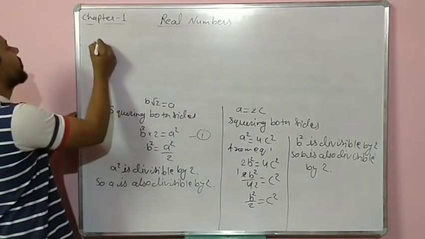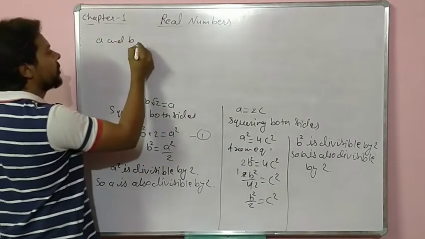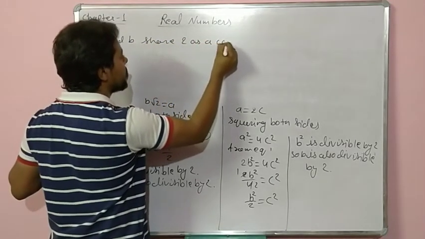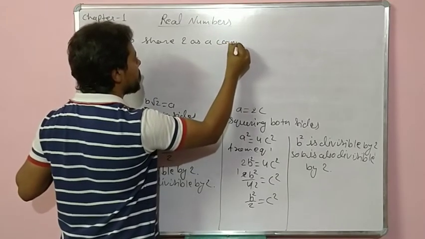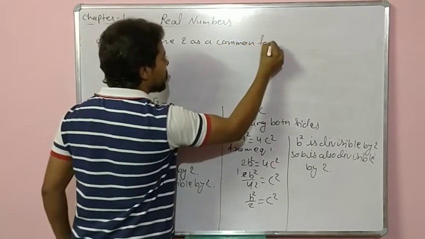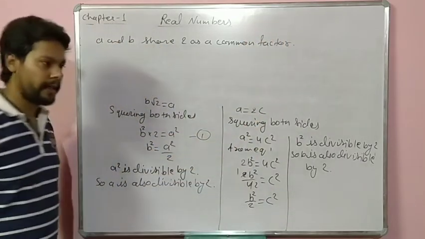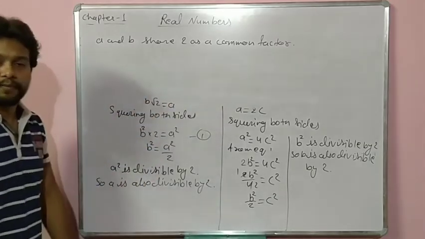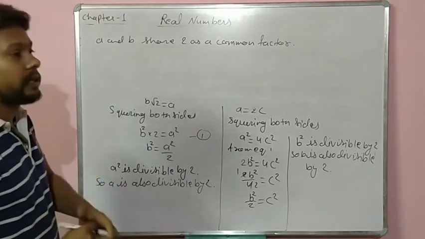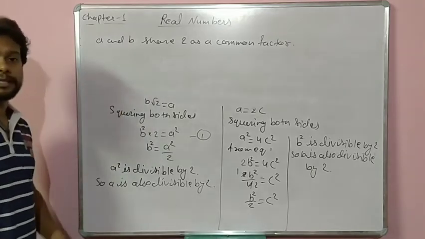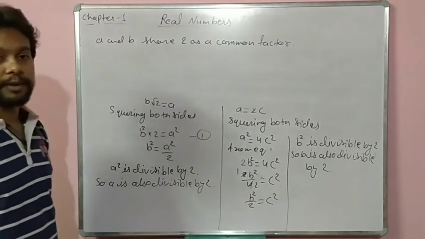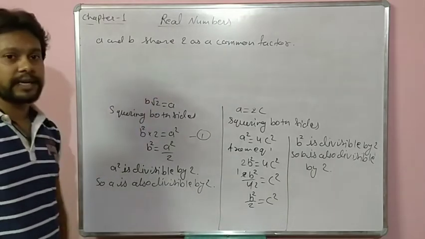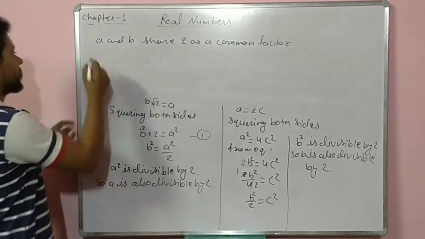So A and B share 2 as a common factor. Now A and B both are divisible by 2. It means they are sharing 2 as a common factor. But what we have considered in the beginning, that A and B are co-primes. They don't share any factor, but they are having 2 as a common factor. It means what? It means our assumption was false, because this statement contradicts our fact that A and B are co-primes.